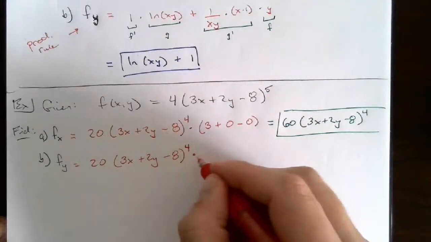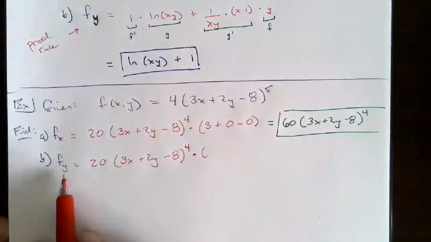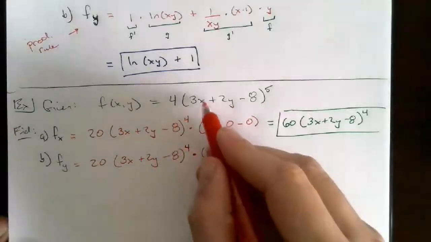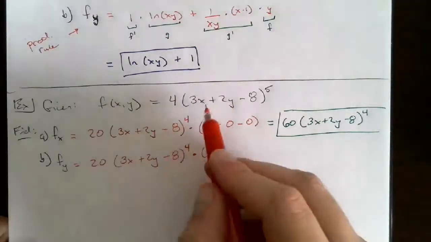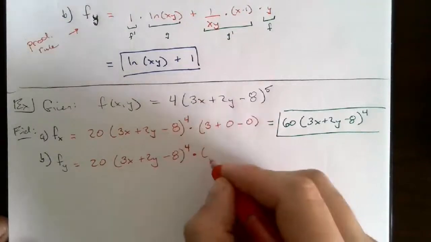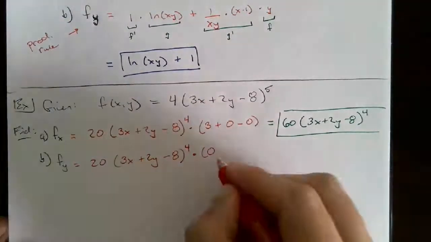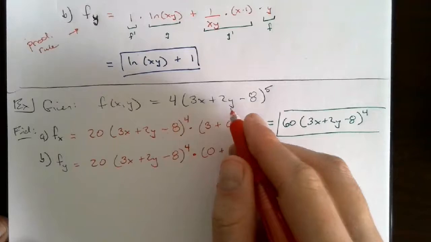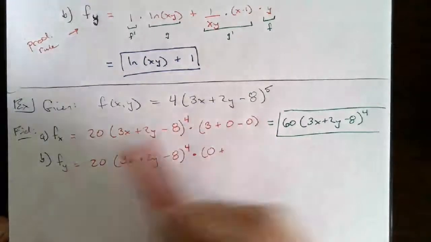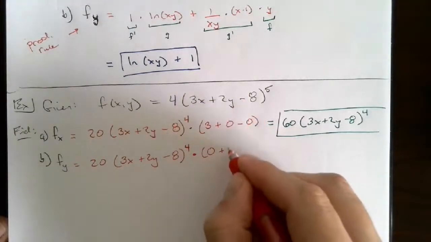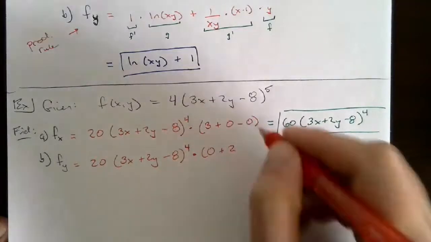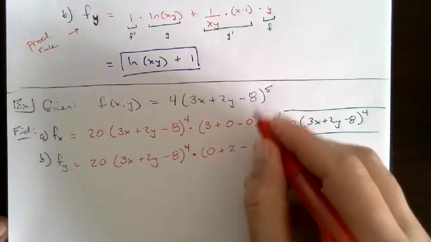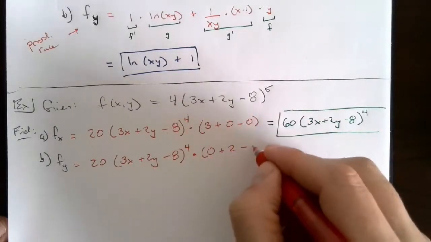Then you have to multiply by the derivative of the inside with respect to y. The derivative of 3x, well, x is a constant now because we're doing derivatives with respect to y, so 3x is a constant. The derivative of a constant is 0. Plus the derivative of 2y, well, if you're looking at this with respect to y, that's a function. So the derivative of 2y, the 2 stays in front. The derivative of y is 1, so just plus 2, because 2 times 1 is 2. Minus the derivative of 8. 8's a constant. Derivative of a constant goes to 0.